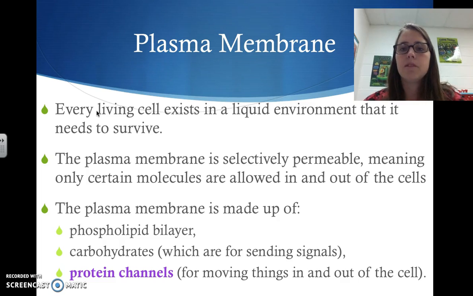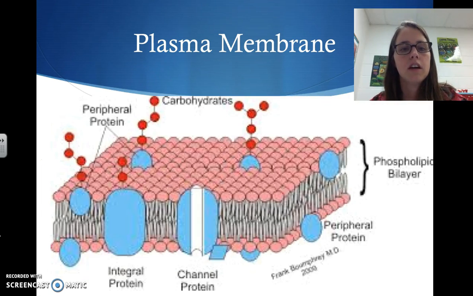Now, it's usually decided based on size or charge, whether or not the molecule is allowed through the plasma membrane. Remember, the plasma membrane is made out of a phospholipid bilayer, a carbohydrate, okay, and protein channels. Protein channels are used for moving things in and out of the cell, so things that can't go straight through the plasma membrane. So the plasma membrane, remember, is made up of phospholipid heads and two tails, okay, and the tails are pointing in towards each other, and the phospholipid heads are all on the outside.